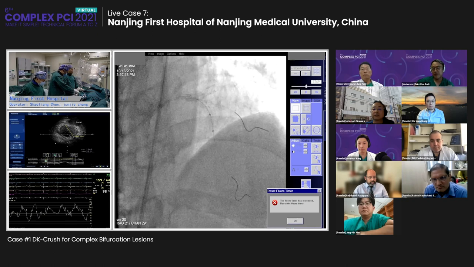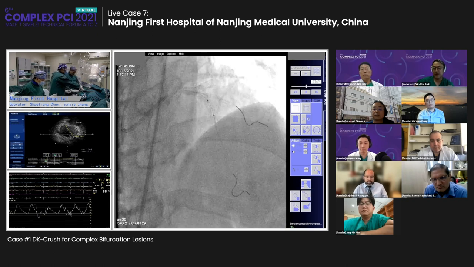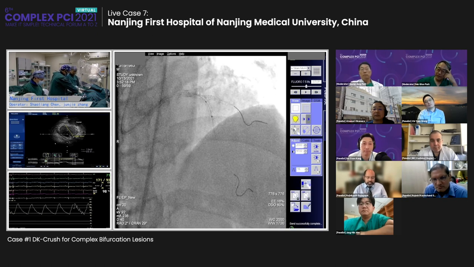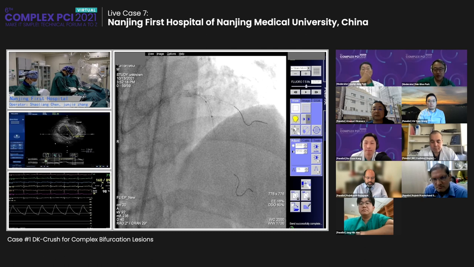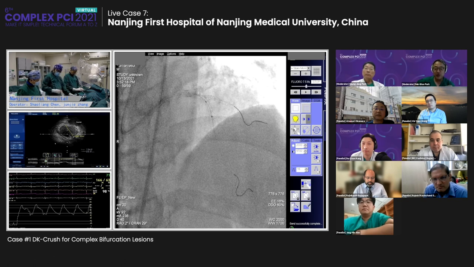So this is the 3.5 NC balloon. Okay. So I will put it in the LAD and use the 2.5 NC balloon. There is some major difference, and the Asian team usually prefers the balloon crush technique. So after main branch stenting, if you are going to recross the side branch stent, we usually require a small balloon, 1.5, 1.25, sometimes 2.0.